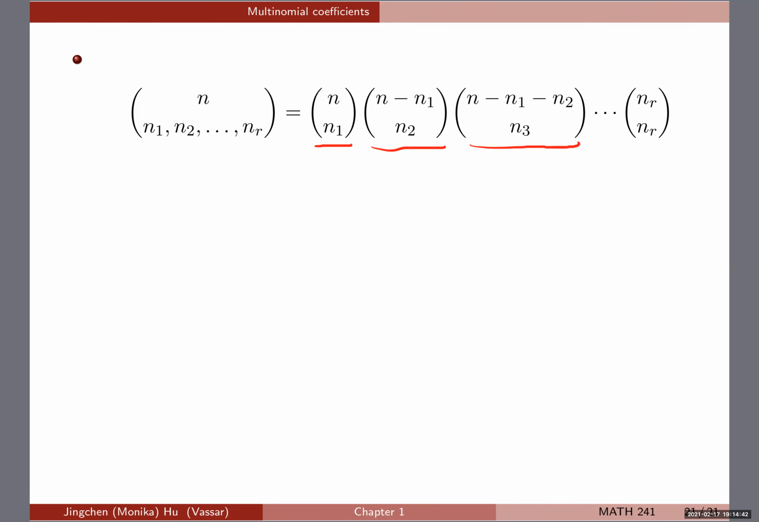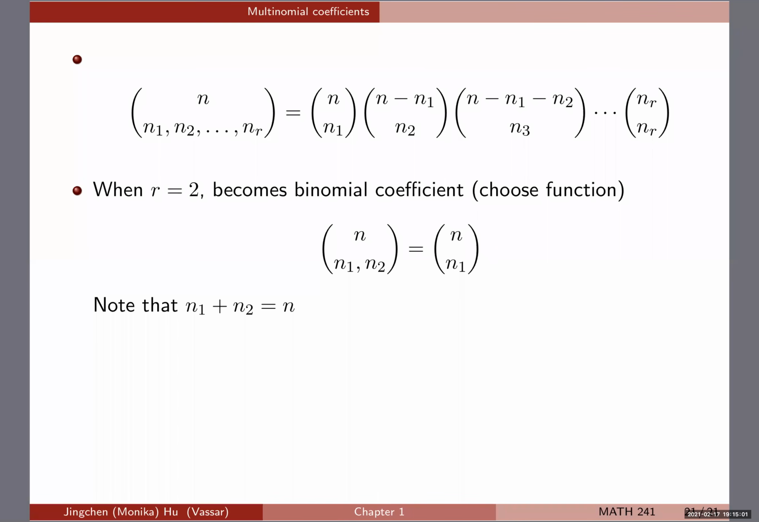Okay. And multinomial is what we were talking about earlier, a generalization of the binomial. Okay, binomial, you have two outcomes. Here you have more than two. So if R, which is the number of groups that we're talking about, is 2, this multinomial coefficient actually reduces to the binomial coefficient. Okay, it's just the choose function itself.